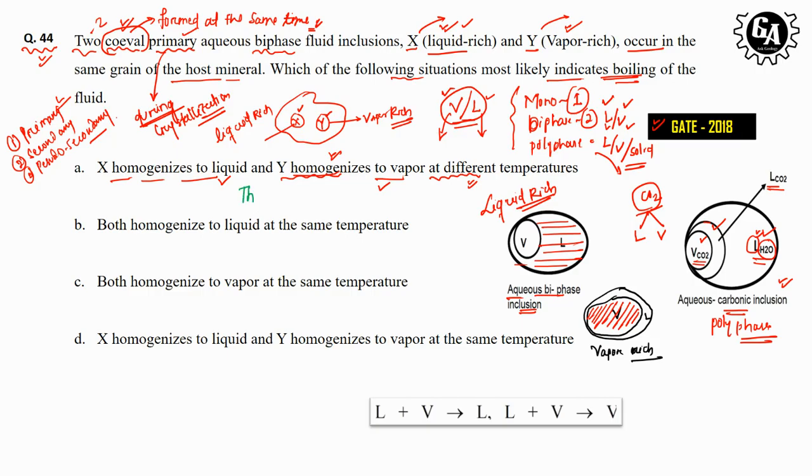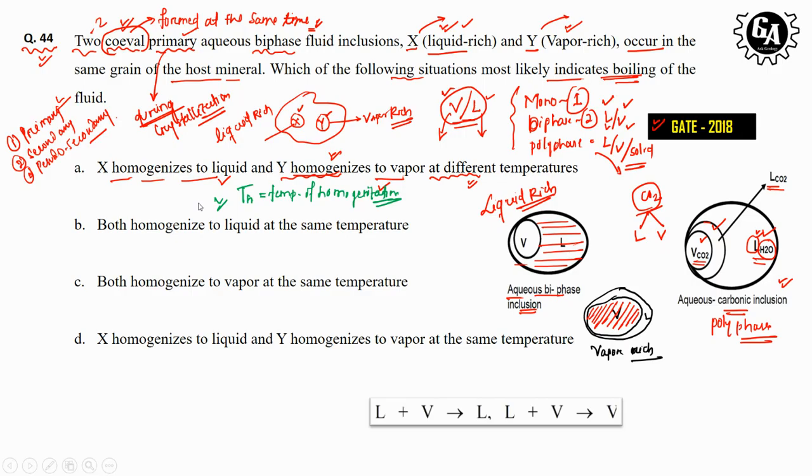Not this type of th, but capital T, then small h. This is T_h, the temperature of homogenization. So what is this temperature of homogenization?